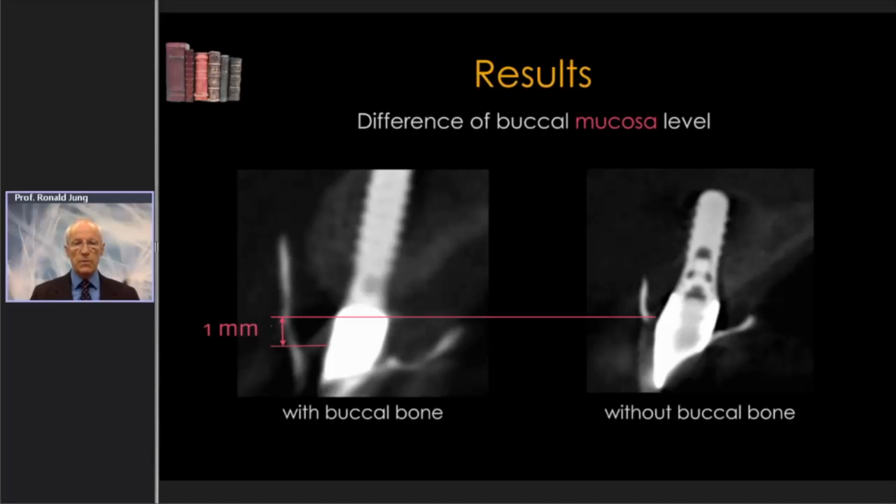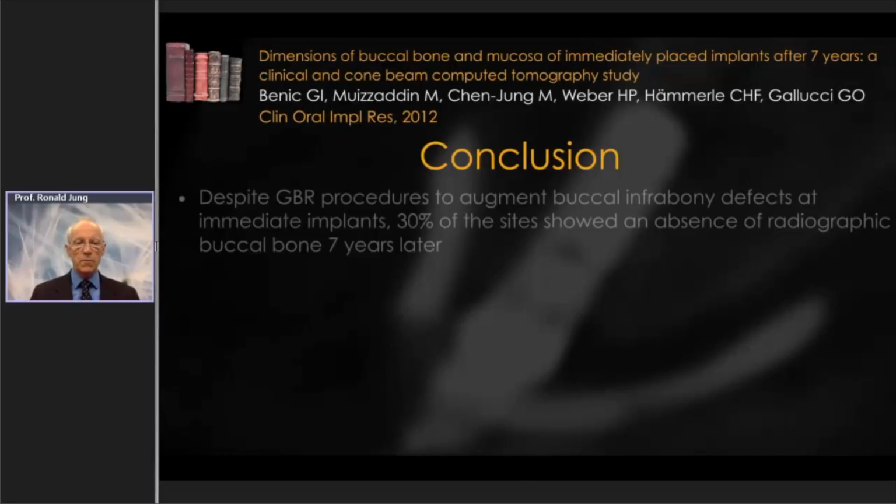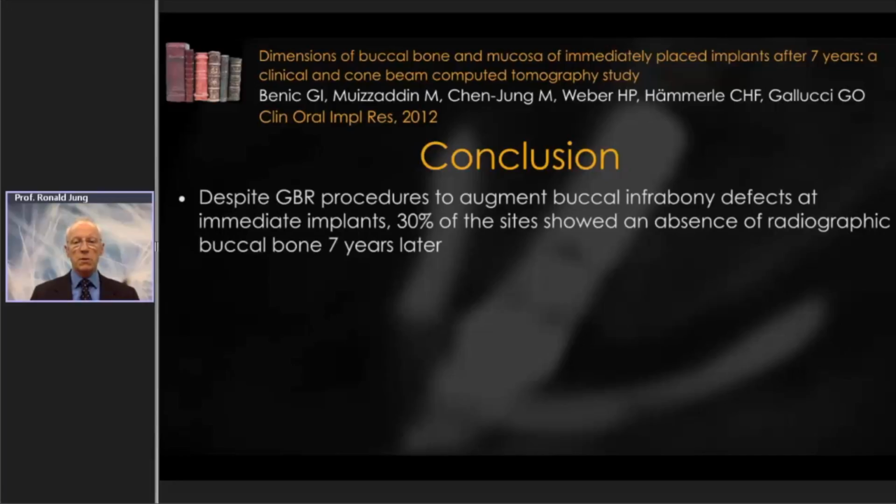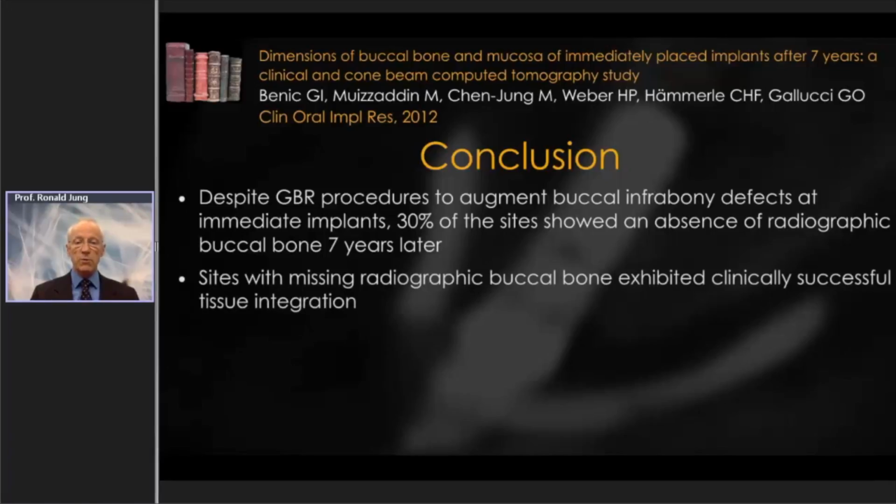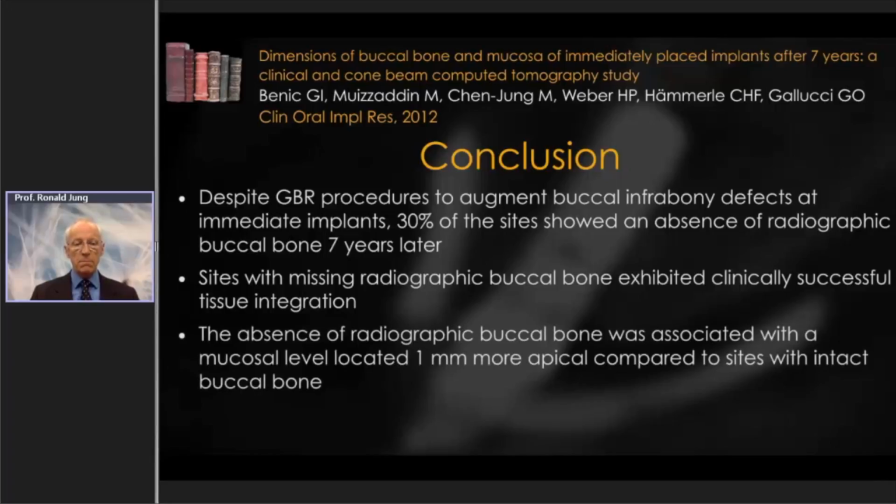So in conclusion, despite GBR procedures to augment buccal infrabony defects at immediate implants, 30% of the sites showed an absence of radiographic buccal bone 7 years later. Sites with missing radiographic buccal bone exhibited clinically successful integration. This is a really important finding and conclusion. So you cannot detect it clinically. The absence of radiographic buccal bone was associated with a mucosal level located 1 millimeter more apical compared to sites without intact buccal bone. So only 1 millimeter.